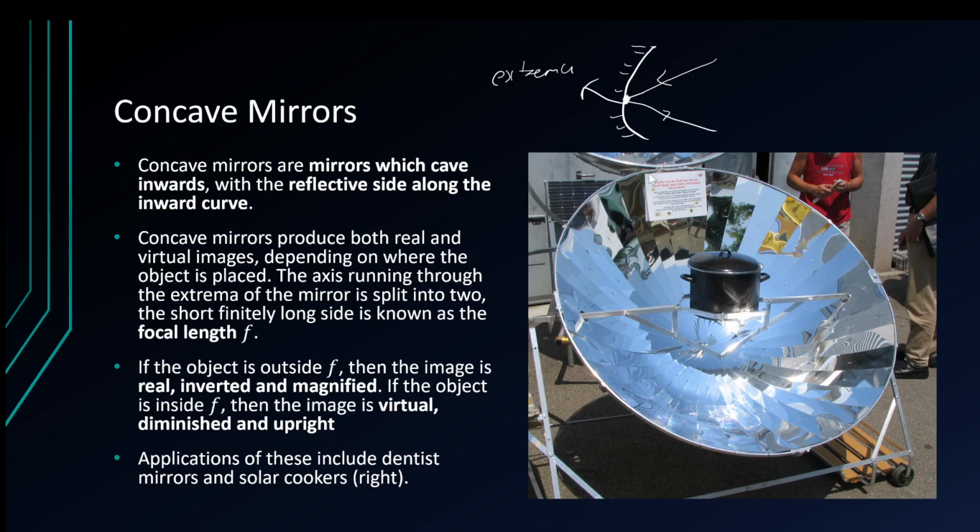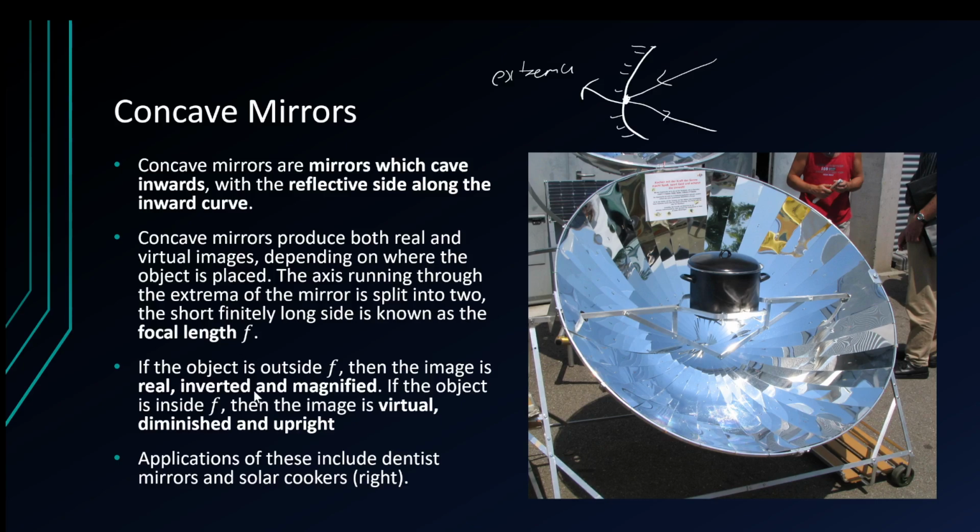If the object is outside of this focal length distance, so between the focal length and the extrema, also known as the pole, if the distance between the object and the extrema is greater than f, then the image will have three different properties. It will be real because the rays will intersect. It'll be inverted, which means just upside down, and magnified, so it will appear bigger than it actually is. However, if it's inside the focal length, it'll be virtual because the light rays don't intersect, upright, and diminished, which just means shrunk.